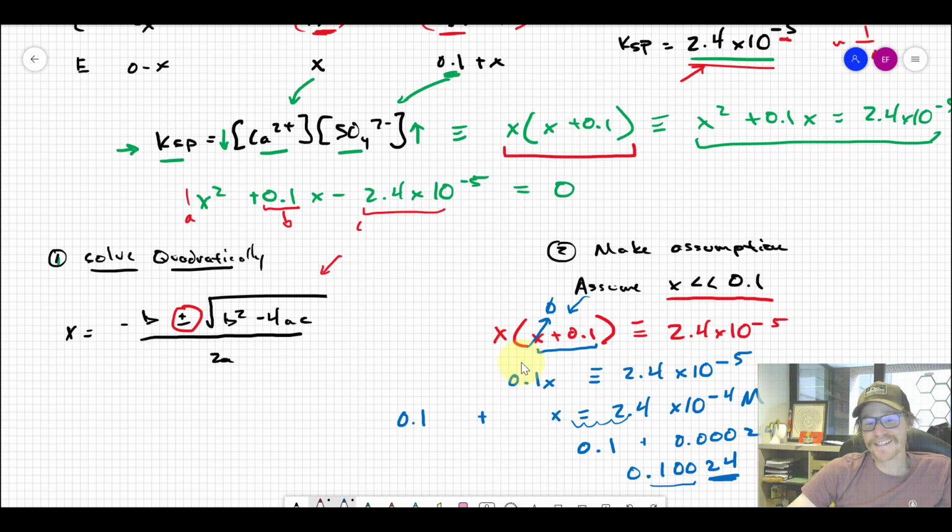In some cases it does matter, and that's really where you want to start thinking intuitively as a scientist.